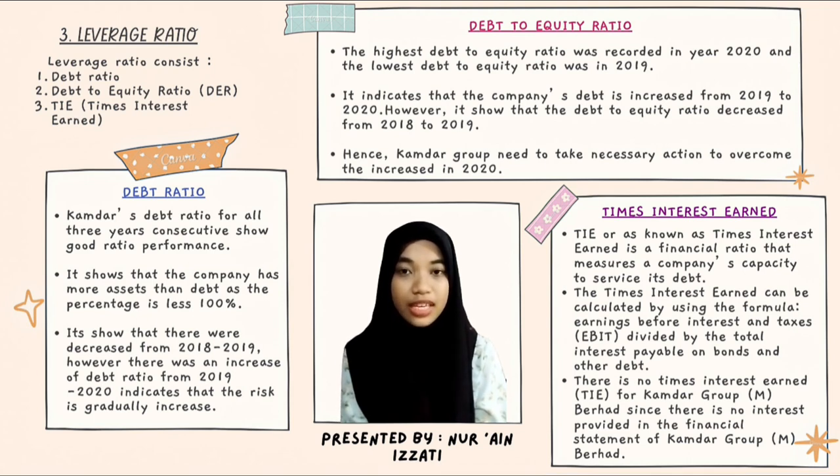And the last one is TIE, which is time interest earned. TIE is a financial ratio that measures a company's capacity to service its debt. The time interest earned can be calculated by this formula: earnings before interest and taxes (EBIT) divided by the total interest payable on bonds and other debt. There is no TIE for Kamdar Group Berhad, since there is no interest provided in the financial statement of Kamdar Group Berhad.